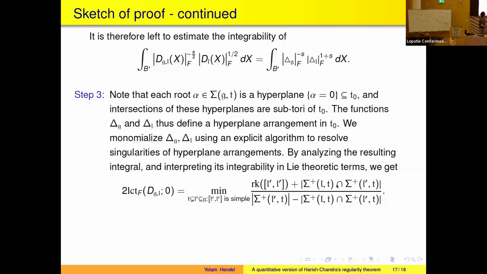B is just some small ball in the F split torus around 0. In the torus. The integration is on the torus, yeah. These functions only live on the torus. This is just a product of roots.